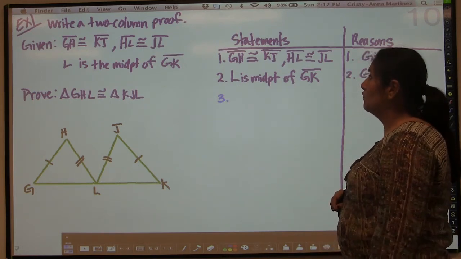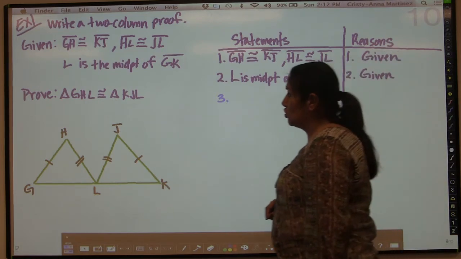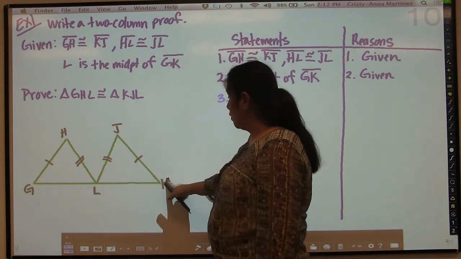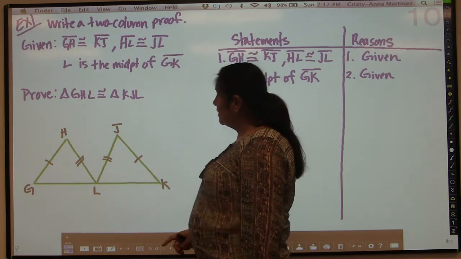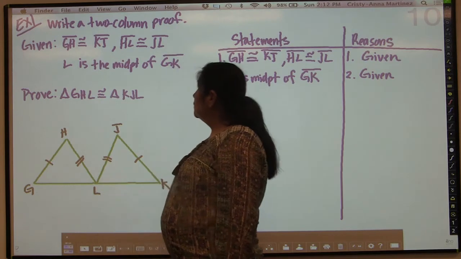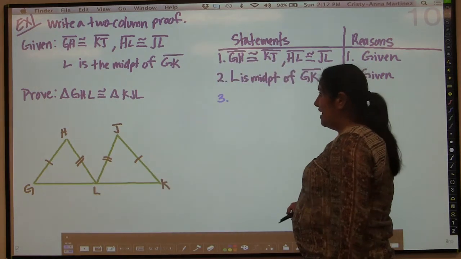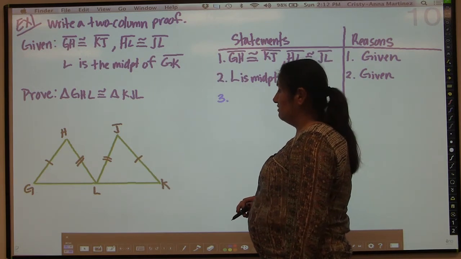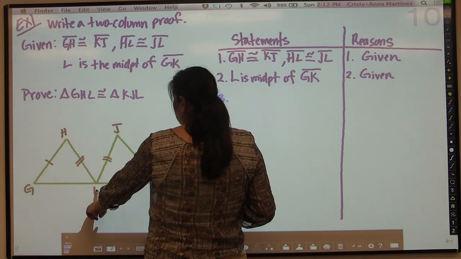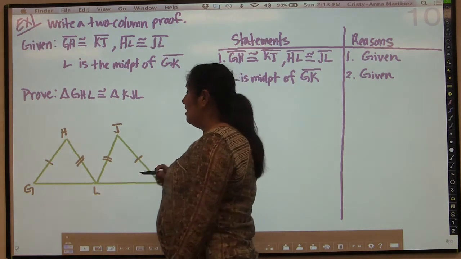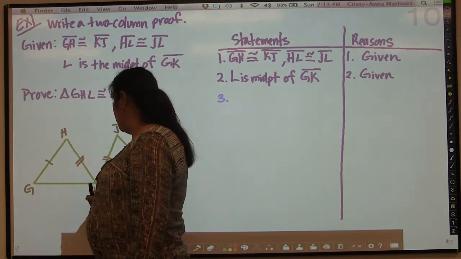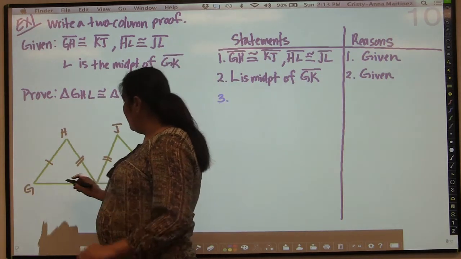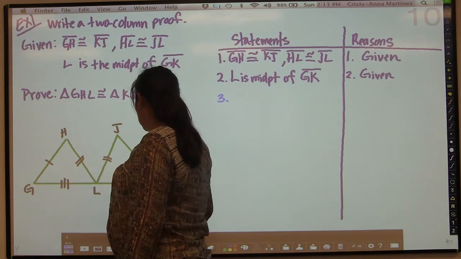It says write a 2-column proof, and it is given that GH is congruent to KJ, so I've gone ahead and marked my diagram, GH congruent to KJ, and also we know that HL is congruent to JL. So I've marked those two, and I've already put them into my proof. And then it says in the second part of the given statement that L is the midpoint of GK. So here's L, and it's the midpoint of GK. Because it's the midpoint, that means that this point L is going to cut the segment GK into 2 equal parts. So that means that GL will be congruent to KL.